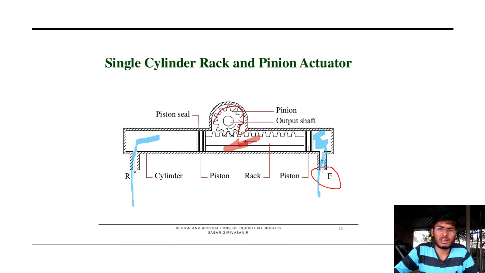So linear motion is converted into rotary motion. Likewise, if we apply the fluid pressure from the other port, then the rack moves in the right side direction and the pinion rotates in the anti-clockwise direction. This is the working principle of the single cylinder rack and pinion actuator.